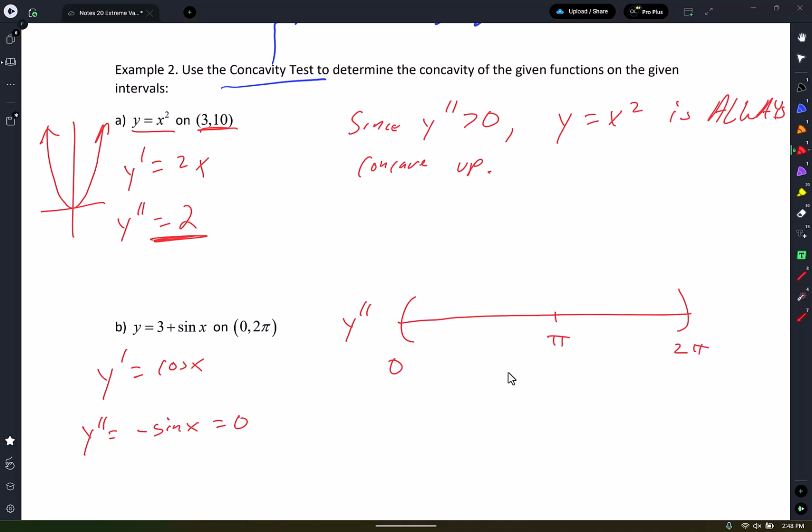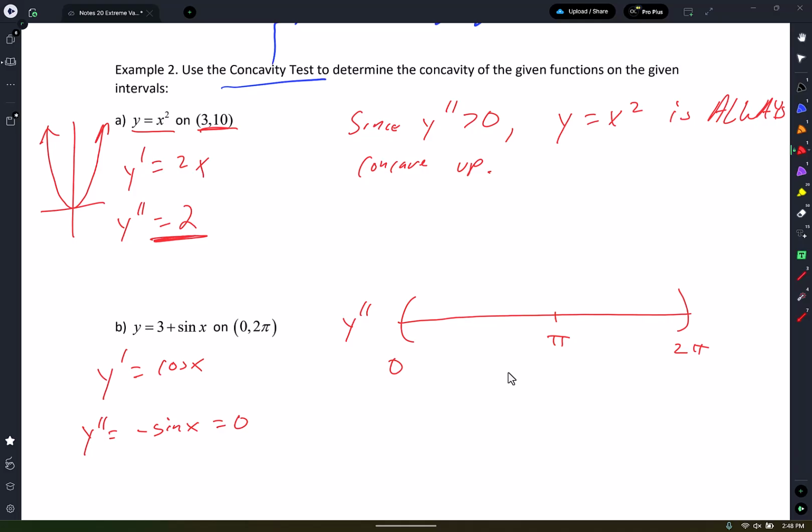Wait, why do you use parentheses? Because you're concave up and concave down, and you never include the point of inflection, because at the point of inflection, you're not concave up or concave down. Okay. But for increasing and decreasing, you are going to use a bracket. All right, because you increase and decrease on a closed interval. All right, here we go.